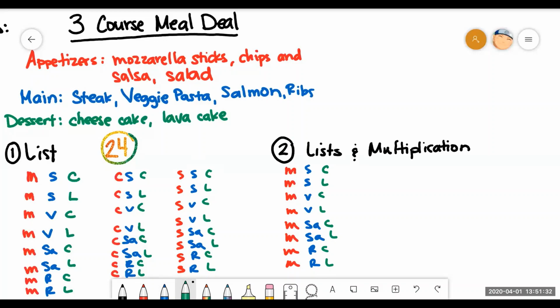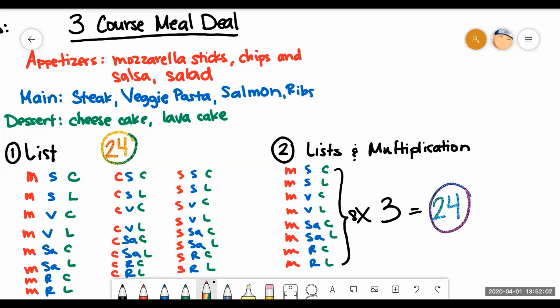So instead of writing the chips and salsa and the salad the way I did in list one, a lot of you just took this and you multiplied by 3, because you said if that's the combinations that you could make for one, then I'm just going to multiply those combinations for the 3 appetizer options. And still you ended up, and remember you had 8 options, right? So 8 times 3, that's still our magical 24. Okay, so a lot of you did it this way, and I thought that was great. It really showed your understanding of how combinations are made.